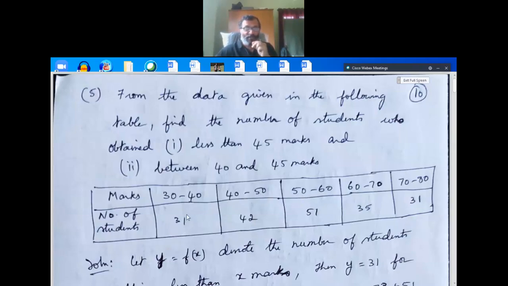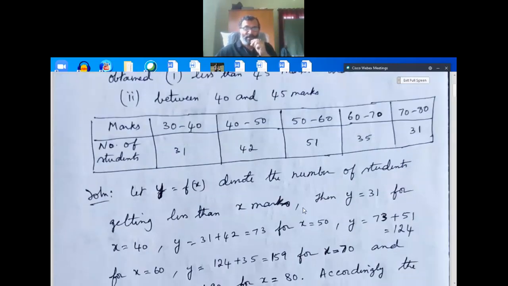So 30 to 40 there are 31 students, the frequency. 40 to 50 there are 42 students. 50 to 60 there are 51 students, and 60 to 70 there are 35 students. 70 to 80 there are 31 students.